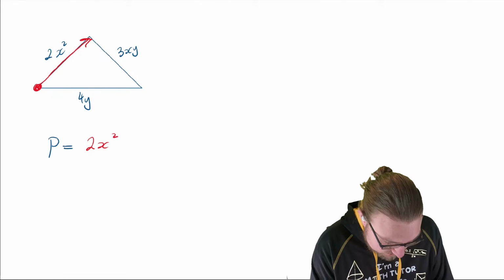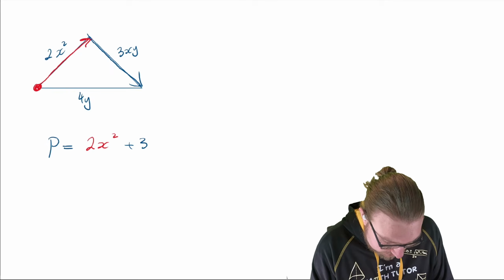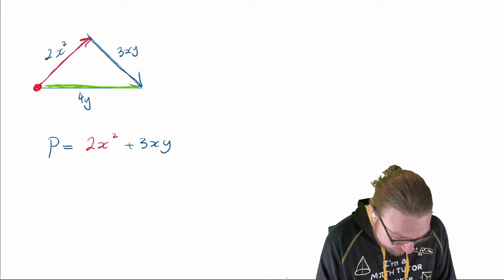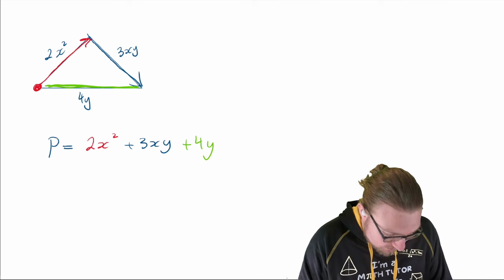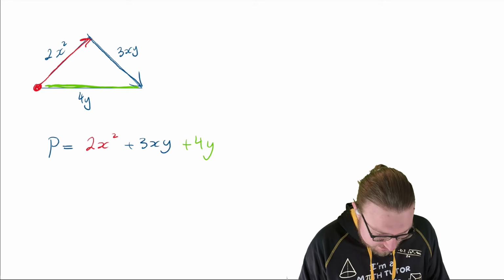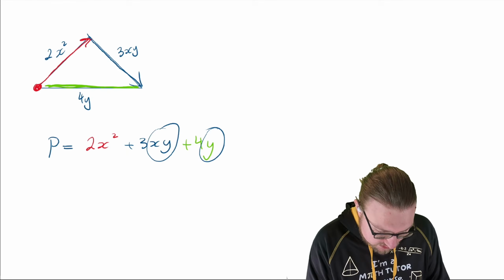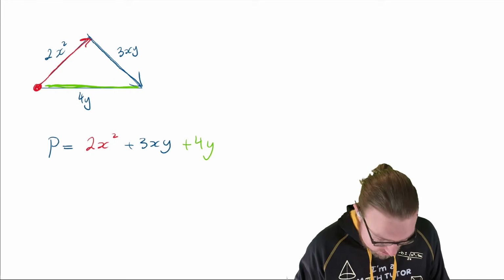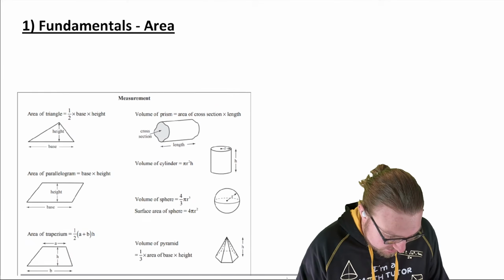So we have 2x squared over here. Then from here to here, we have 3xy. And for the last part here at the bottom, we are adding 4y. So plus 4y. And for these algebraic questions, all you've got to do is make sure that you simplify at the end. But of course, in this case, we have an x squared, an xy, and a y term. So they're all different like terms. We can't simplify these anymore. Okay, that's already the first part done, the easy part, which is the perimeter.